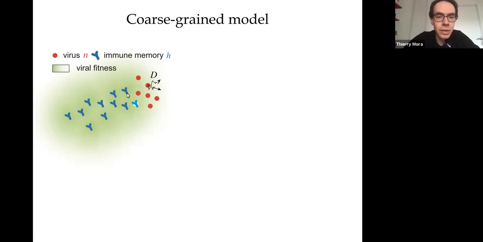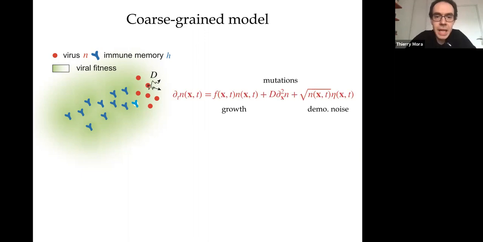So the green stuff here means actually that the immune coverage is high, and therefore the fitness will be low, right? And as a result, even though the viruses diffuse neutrally in principle, they will tend to grow faster when in the white region, and that will actually drive this population forward as it leaves this trail of immune memories. So mathematically, we get a growth equation just for the viral population. So you get growth, the effect of mutation, and demographic noise, which is important in this case.